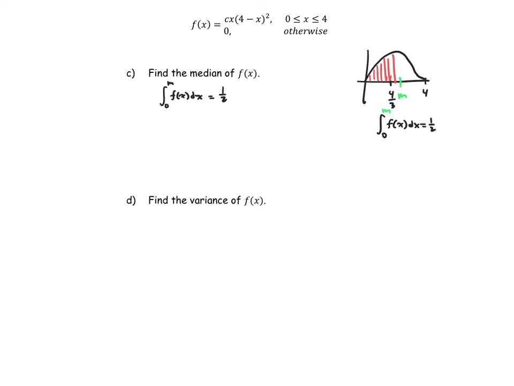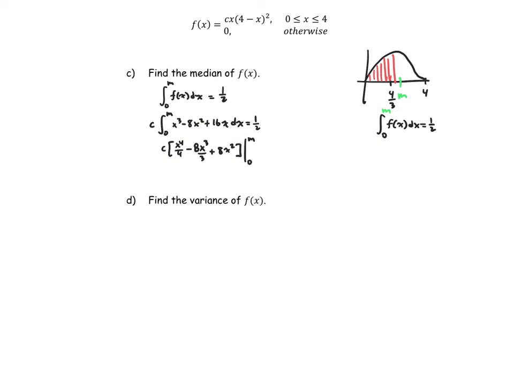Okay, so I'm going to take f of x, and f of x was c times x cubed minus 8x squared plus 16x. We're going to set that equal to 1/2. So that would be equal to c times x to the 4th over 4 minus 8x cubed over 3 plus 8x squared, and that is evaluated from 0 to m.